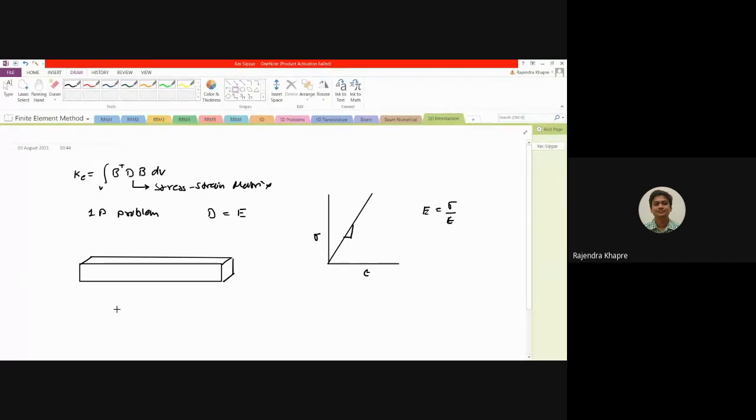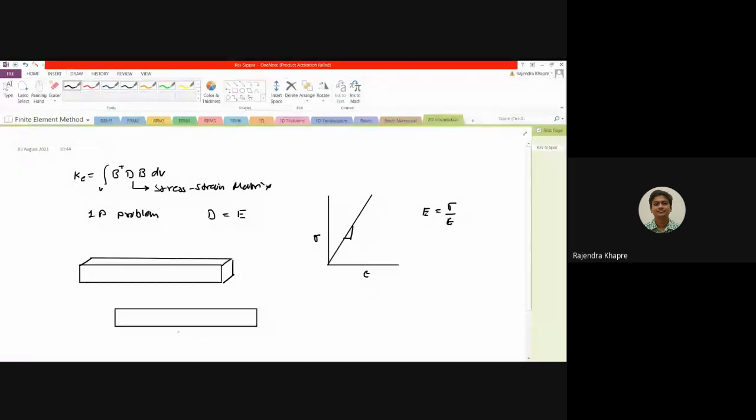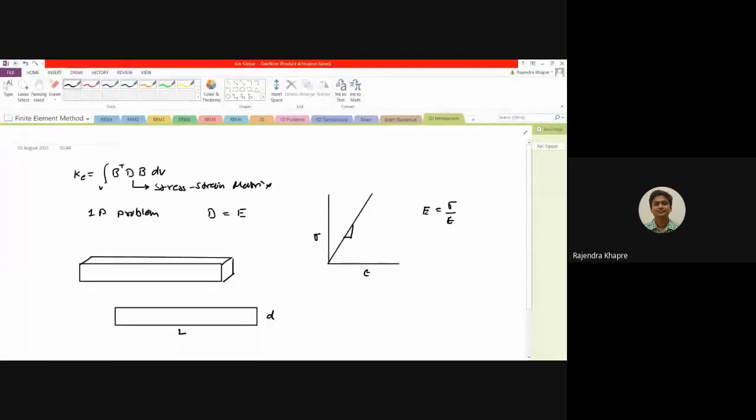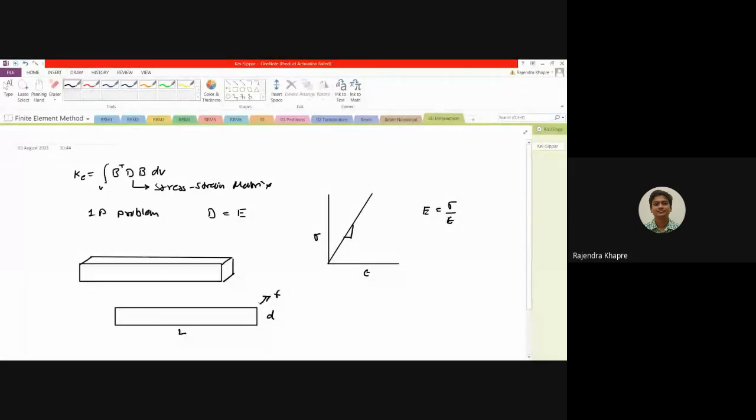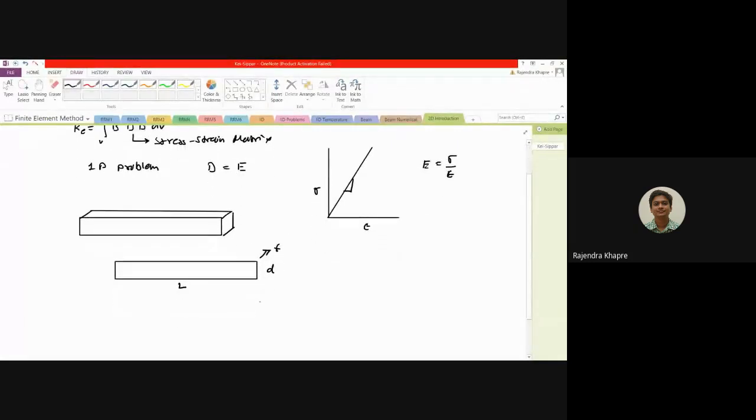While going for analysis as a 2D problem, you will get only two things. One is the length of the beam, and the second one is the depth of the beam. So this becomes a 2D problem. The third direction, we have only the thickness. That way we can analyze this particular problem.